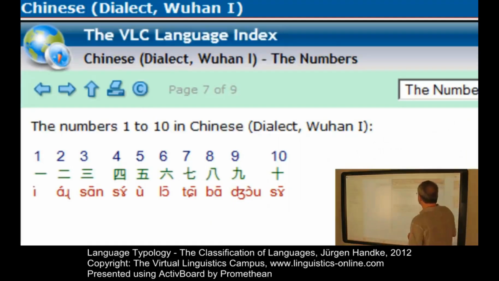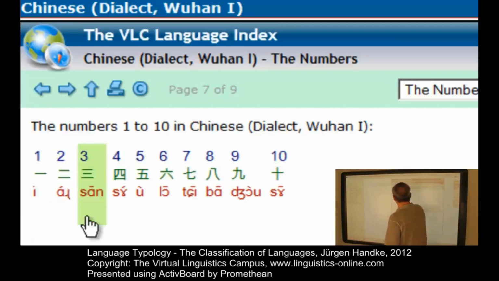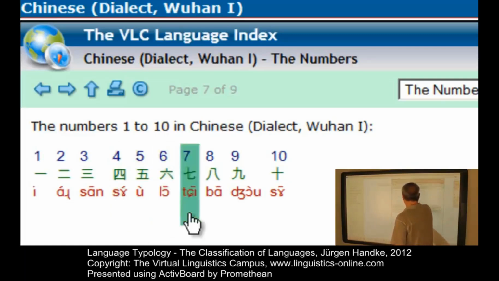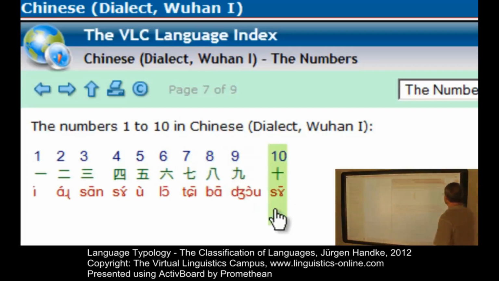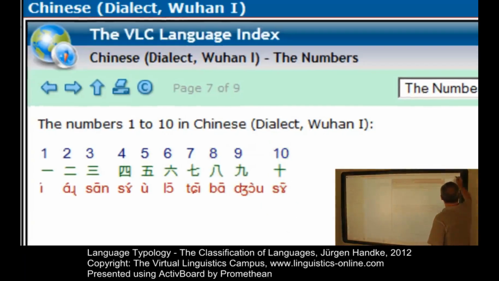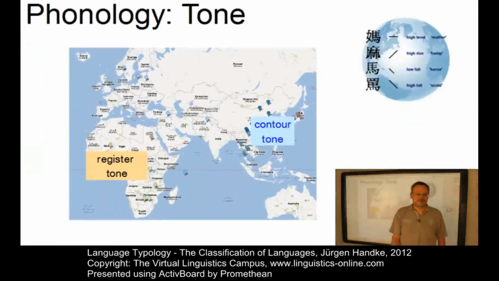Now here are the numbers 1 to 10 in Chinese, taken from a dialect spoken in Wuhan. Let's listen to the tones. 1, clearly a level tone; 2, rising; 3, level; 4, rising; 5, falling; 6, level; 7, level; 8, level; 9, falling; 10, level again. So this should suffice to illustrate the tones in Chinese.